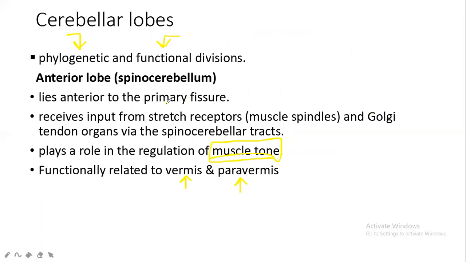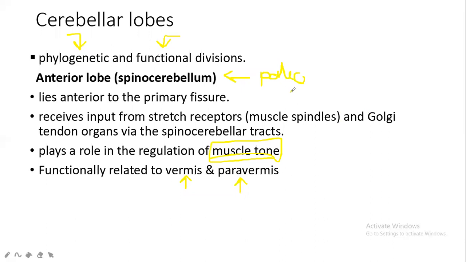So from here, we have the spinal cerebellum. When it comes to phylogeny, this is intermediate. So this is what is called the paleocerebellum.